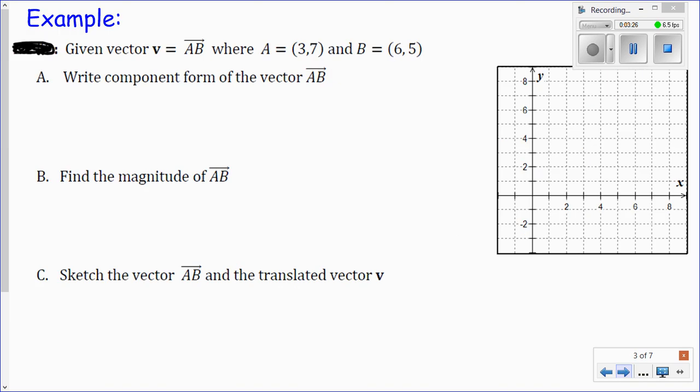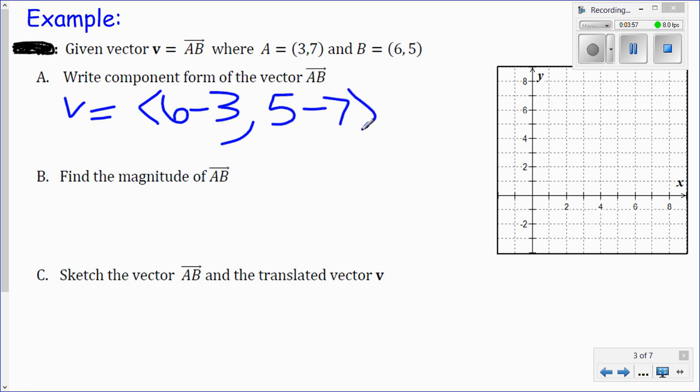All right, let's look at an example. Given vector v, which equals ray AB, where point A has the coordinates (3, 7) and point B has the coordinates (6, 5), we want to write the component form of the vector AB. To find the components, we are just going to subtract the x coordinates, so 6 minus 3, comma, and then subtract the y coordinates, so 5 minus 7, and so the component form would be ⟨3, -2⟩.